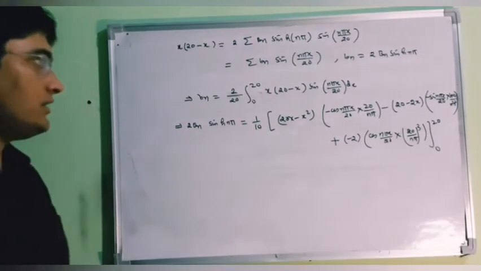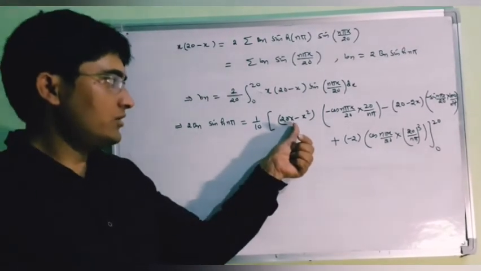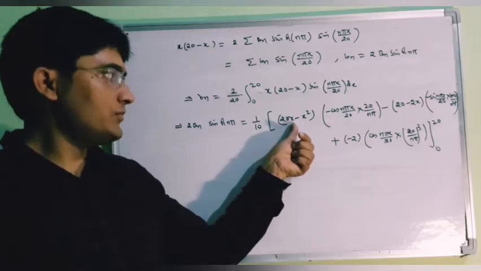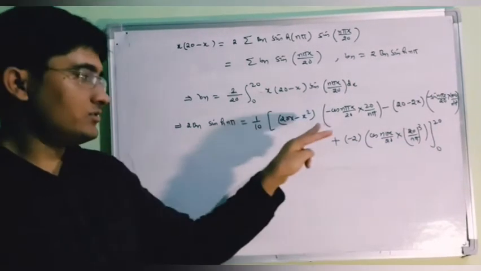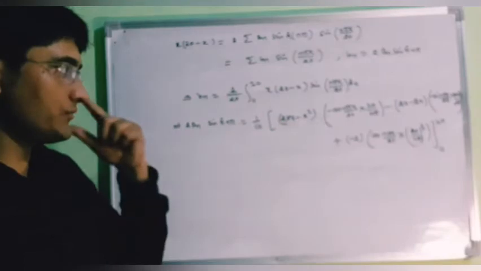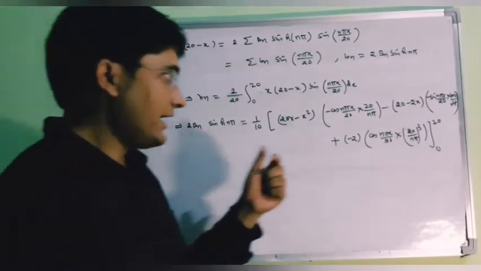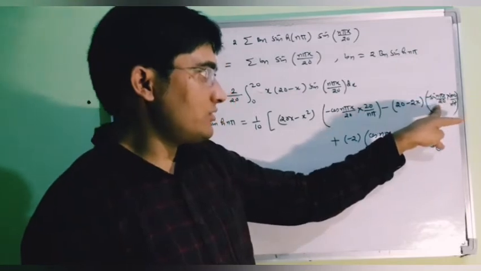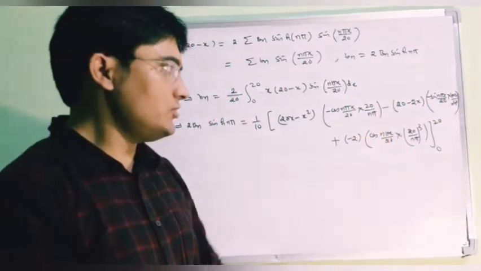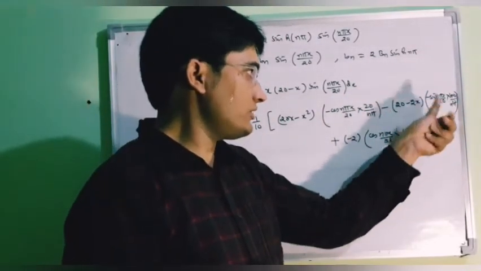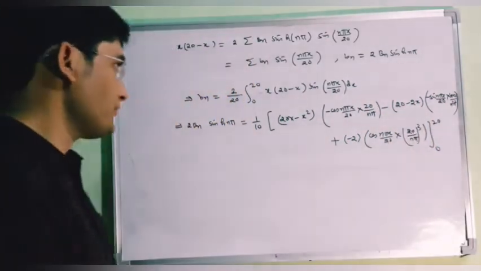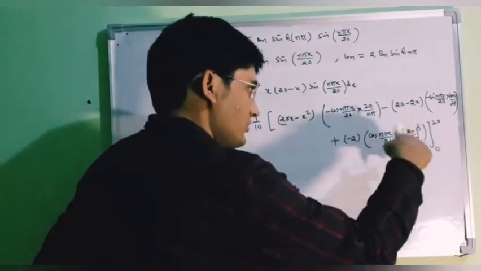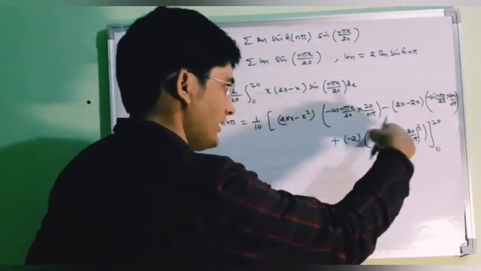Now here you can see that for the first term your upper limit will be 0 and lower limit is again 0. If you put x equal to 0, we will get 0. So this term is 0. And for the second term, again if you put your x equal to 20, then we will have sin n pi, and sin n pi is 0. And if you put x equal to 0, then we will have sin 0, that is again 0. So now only this term will give you the values.